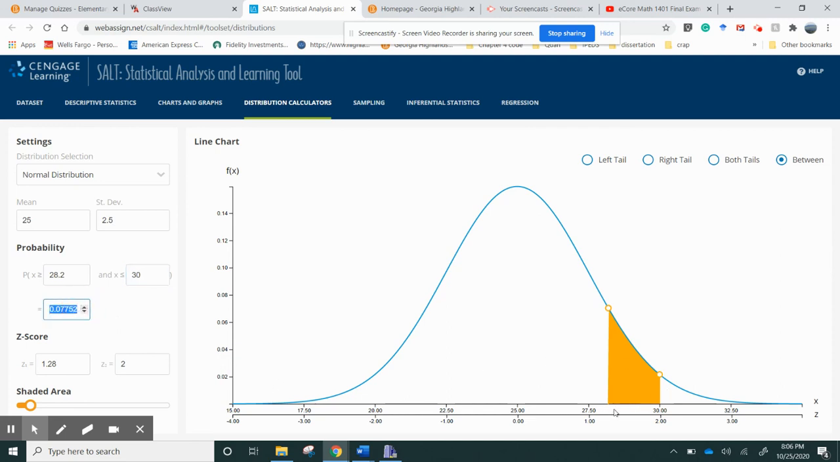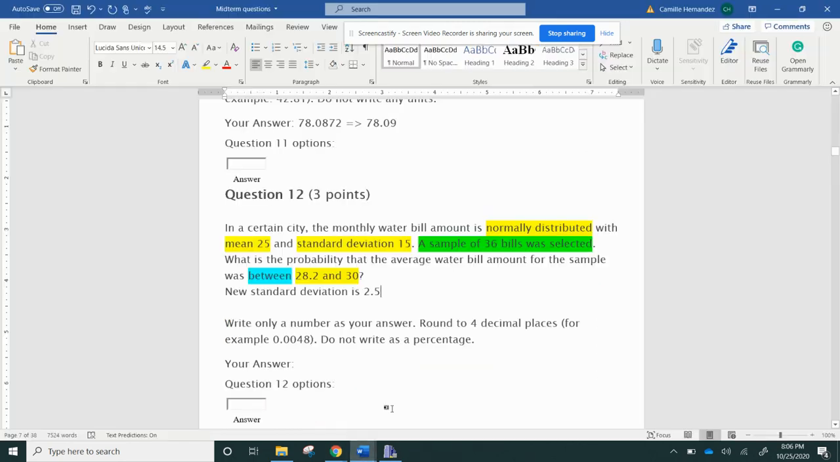And if you look at it, that makes sense. This would be about 28.2, and it's on 30 here. So again, the 0.07752 is this area in orange. Okay, so I'm just going to put this here. And it wants 4 decimal places. So I'm going to do 0.0775. Okay, and I wouldn't round up because of the 2.